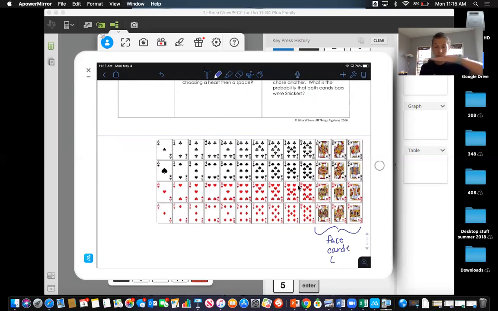Each row is a suit. These are called clubs. These are called spades. These are called hearts. And these are called diamonds. Okay, and within each suit, there are 13 cards in each suit for a grand total of 52 cards. Half of them are red, half of them are black.